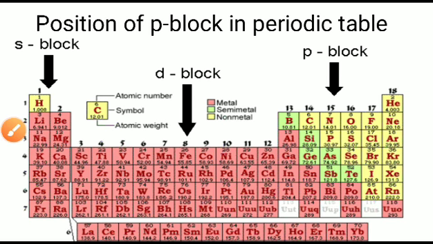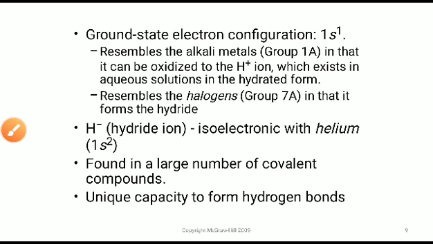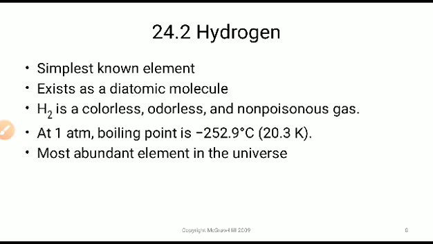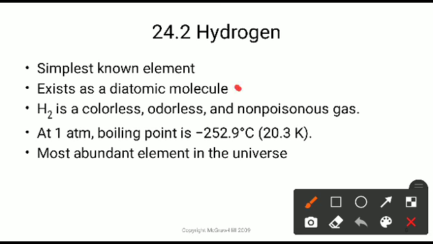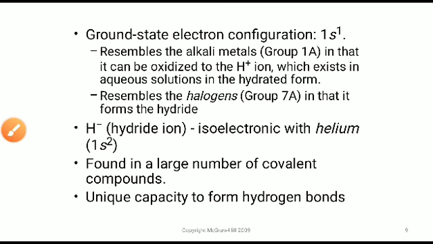Okay, let's start our first topic, that is hydrogen. Hydrogen is the simplest known element and exists as a diatomic molecule. The hydrogen molecule is a colorless, odorless and non-poisonous gas. At 1 atmosphere, the boiling point is minus 252.9 degrees Celsius. It is the most abundant element in the universe.